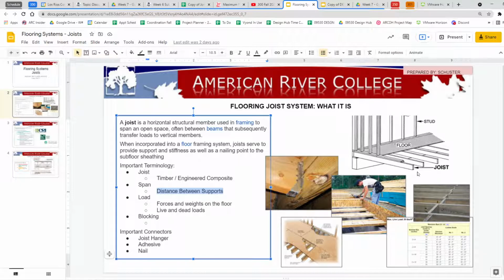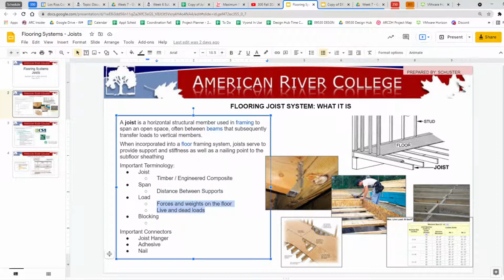as much as 12 feet. And that way the designer knows that if the span that they've designed is less than or equal to the table, then your design is acceptable. You don't have to do a whole bunch of calculations. You just look it up in a table. So that's why span is important.